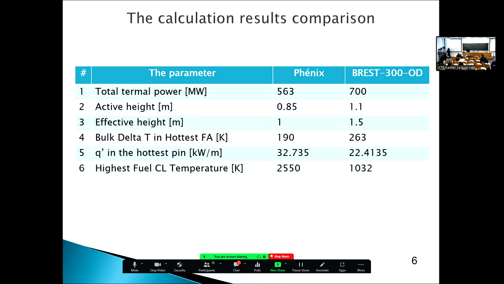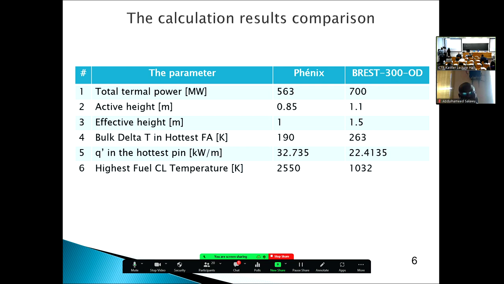So there's a comparison between the Phoenix and the BREST lead-cooled reactor. We had the input data for both of them. The total thermal power for Phoenix was 563 megawatt and BREST was 700 megawatt. The active height for Phoenix was 0.85 meter and the effective height was 1 meter. For BREST, the active height was 1.1 and the effective height was 1.5, rounded.